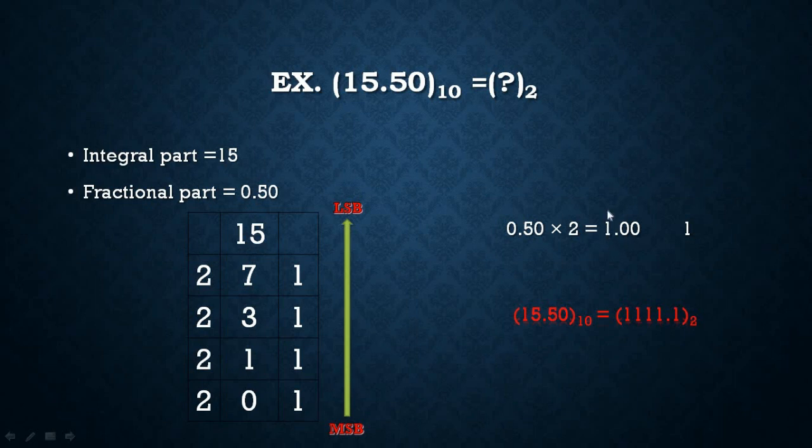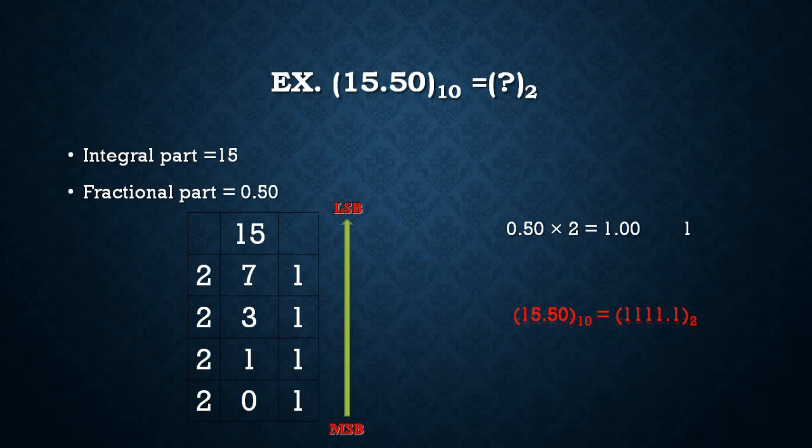So here this one is picked up for the result, and 0.00, when we multiply the next by 2, then it becomes 0. So we do not carry out the next step; we directly write the final result: 15.50 to the base 10 is equal to 1111.1 to the base 2. So in this way we convert the decimal number system into the binary number system.